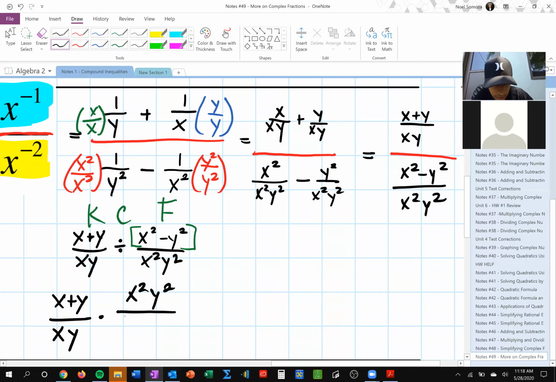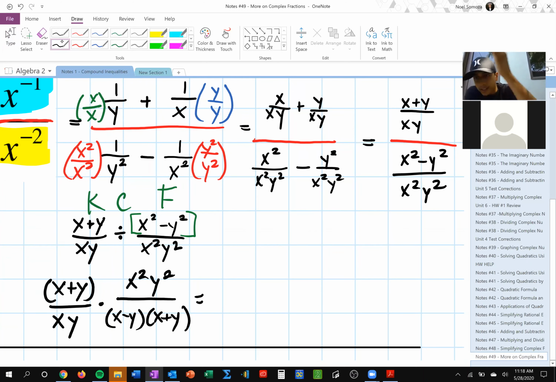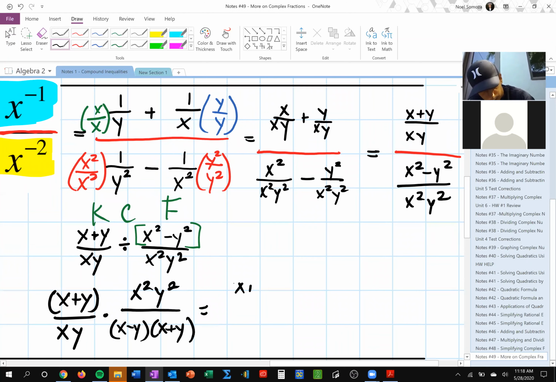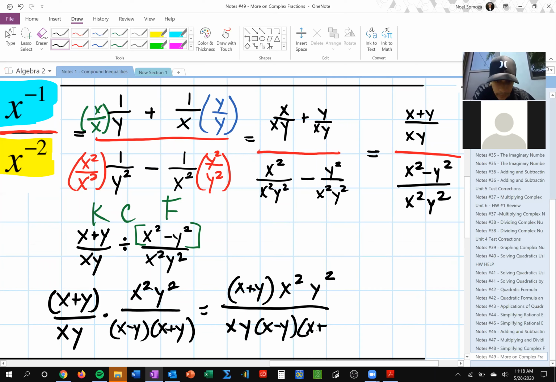So then what I'm gonna do here is change this to x minus y times x plus y. That's the factored version of a difference of squares. So I'm gonna put this in parentheses as well. And this time I'm just gonna condense everything and then cancel. So I have x plus y times x squared y squared, all over xy times x minus y times x plus y. Oh, that's a y, not a 2, my fault.